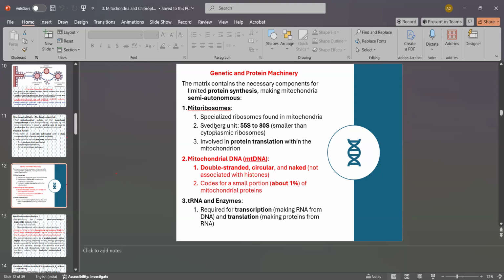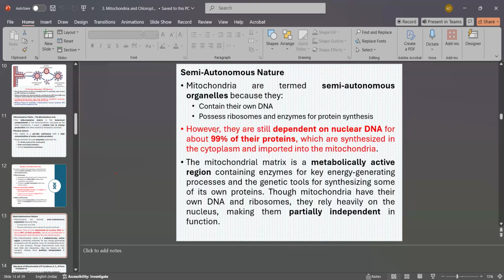The mitochondrial DNA is double-stranded, circular and naked, not associated with histones. It codes for a small number of proteins, about 1% of mitochondrial proteins, along with tRNA, meaning transfer RNA, and enzymes. These are the three parts which make up the genetic and protein machinery in the matrix. The transfer RNA and enzymes are required for transcription from DNA and translation, making proteins from RNA. The enzymes for transcription and translation are also present in the matrix. This is a major important role.